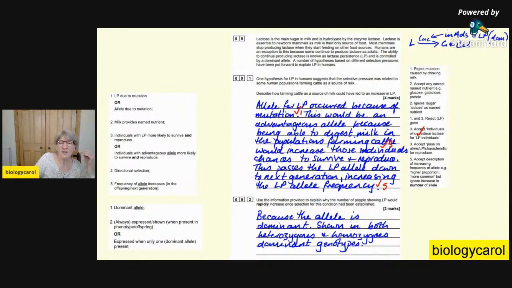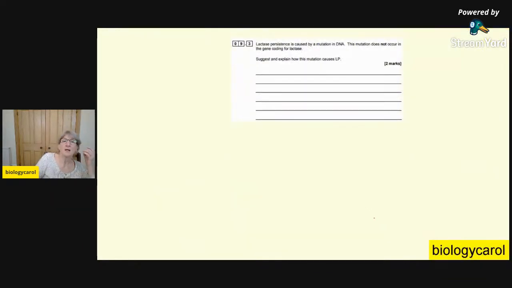Why does the number of people showing LP rapidly increase? Well, that's because the allele is dominant and it is shown in both homozygous dominant and heterozygous individuals. So I got both the mark points there.